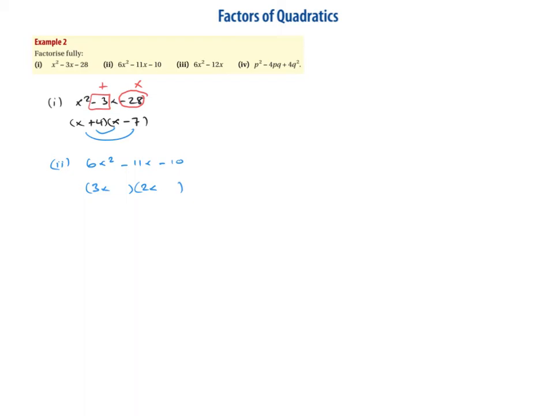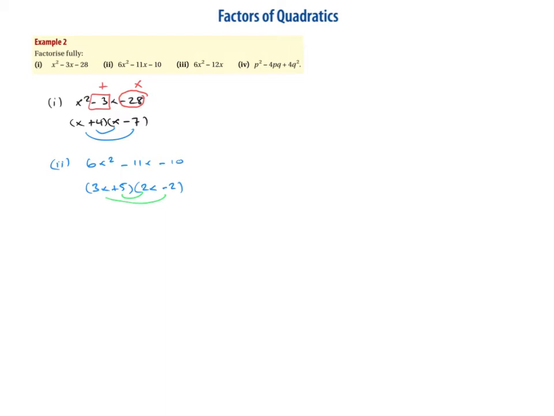It's going to be minus 10, so I'm going to guess it's going to be 5 and minus 2, or minus 2 and 5. So let's have a go. I'm going to put plus 5 in here, minus 2, and we're going to double check it. So 5 times minus 2 is the minus 10, that works. And I've got plus 10x minus 6x. So 10x minus 6x is 4x. That's not going to work.